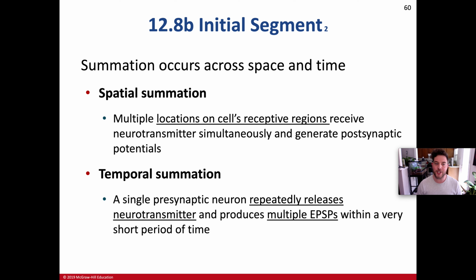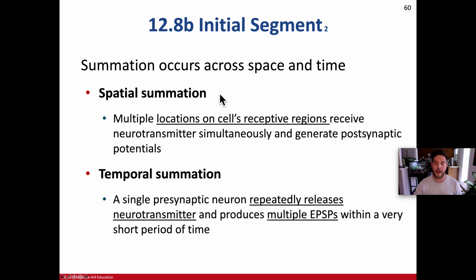Spatial summation means that multiple locations on a cell's receptive surface are receiving transmitter signals simultaneously. Temporal summation refers to a single presynaptic neuron, the same neuron, repeatedly releasing neurotransmitter over and over again, producing multiple EPSPs. It could be EPSPs or IPSPs. You can have temporal summation of EPSPs or IPSPs. And this happens within a very short period of time.